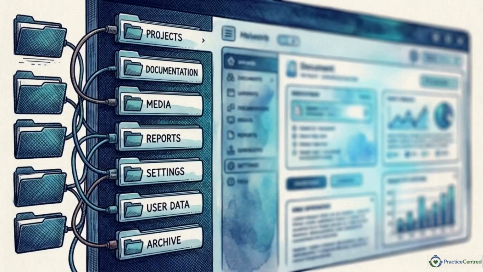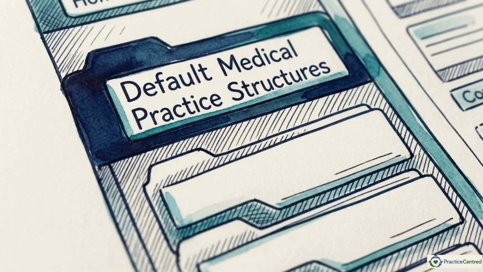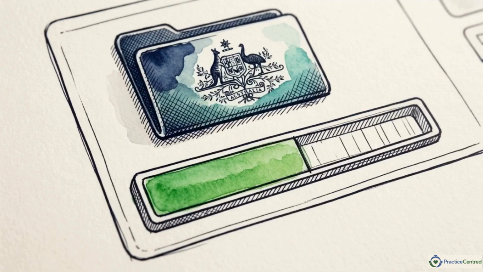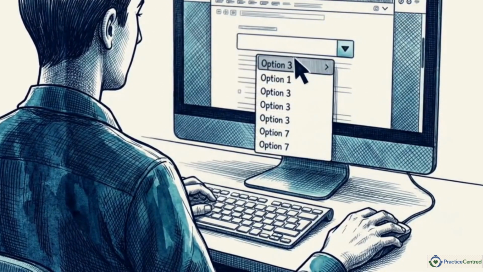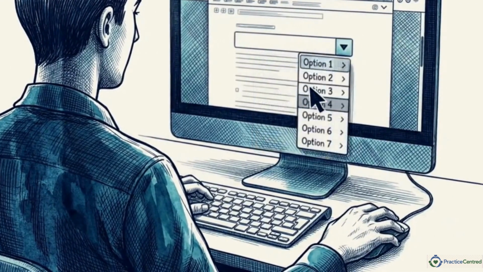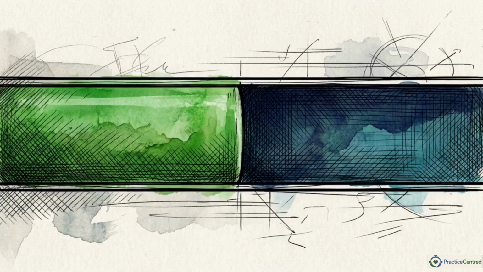Now that the foundation is set, let's look at the framework sidebar. This holds the default compliance structures tailored for a medical practice. These default frameworks include the RACGP Standards 5th edition, the Privacy Act 1988, the Notifiable Data Breaches Scheme, and the RACGP CISS. You can also scale this by manually adding other requirements, like My Health Record or specific state privacy frameworks. These seeded frameworks give you a pre-built roadmap. Every completed indicator now measurably advances your total progress.